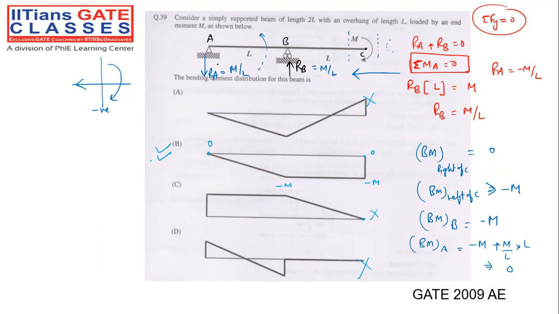So very quickly, we can draw the bending moment diagram, even without considering any section method. You might have followed any textbook, they have given section method, but you can avoid those things for a very, very simple problem, right? That can be solved within a fraction of a second, right?